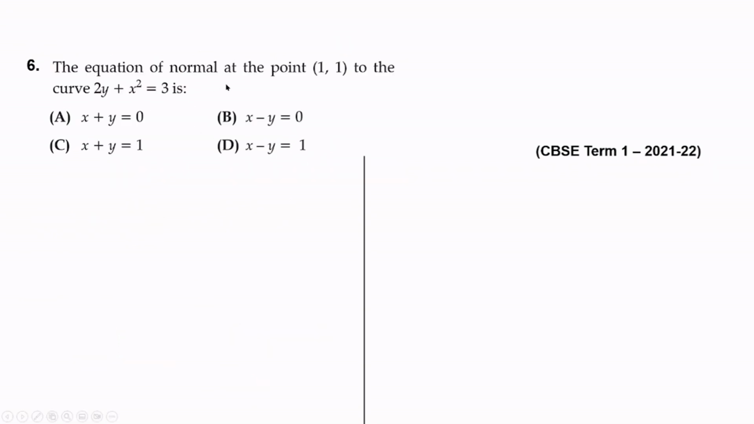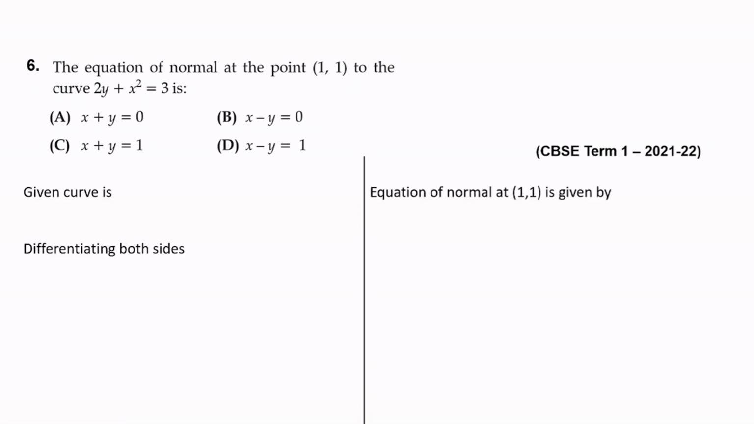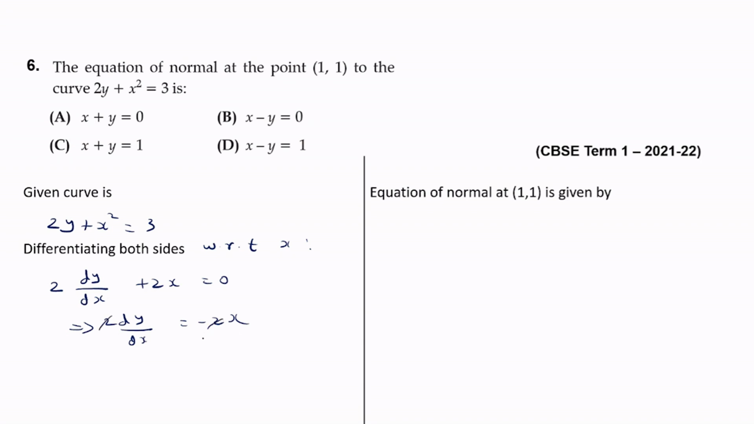The next question, equation of normal at the point 1 comma 1 to the curve 2y plus x square equal to 3 is. So we have to find the equation of normal at this point to this curve. This is also a very easy question. So here the given curve is 2y plus x square equal to 3. Now let us differentiate both sides with respect to x. So we have 2 dy by dx plus 2x equal to 0. From this we have 2 dy by dx equal to minus 2x, or dy by dx is minus x.